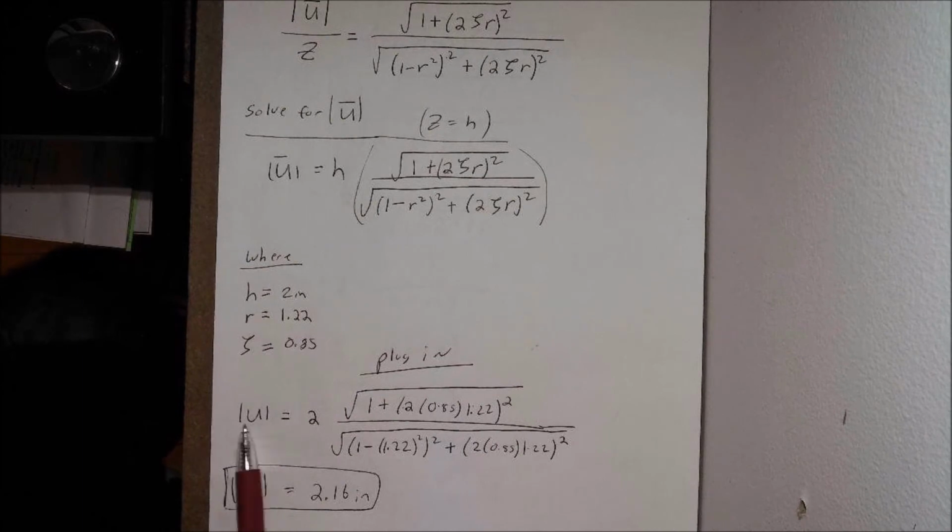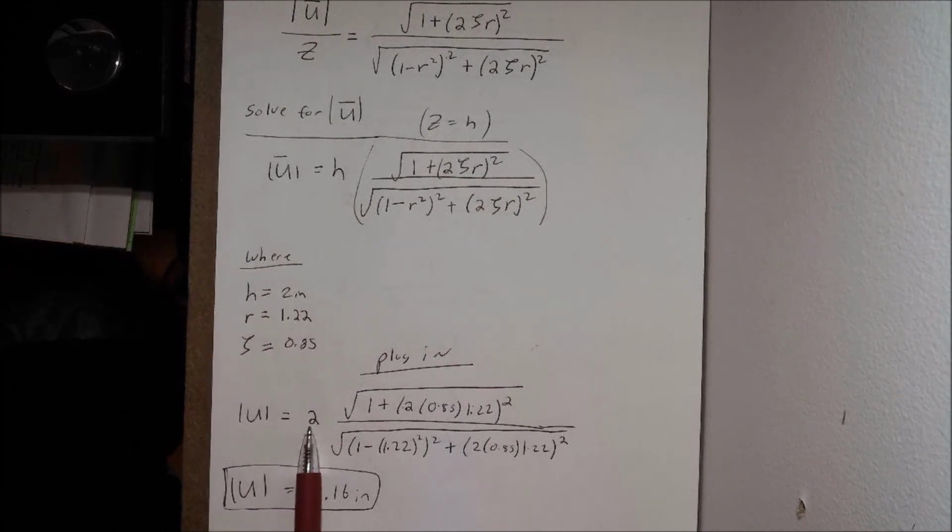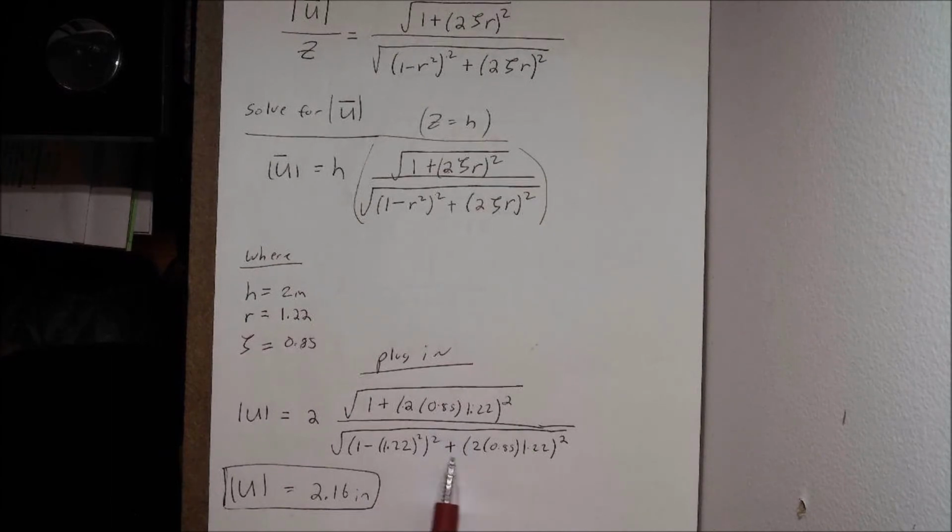So now the magnitude of our u bar is equal to 2 for h, times the square root of 1 plus (2 times 0.85 times 1.22) squared, divided by the square root of (1 minus 1.22 squared) squared plus (2 times 0.85 times 1.22) squared. We do out the math, plug and chug, and what we end up with for our amplitude is a u magnitude equal to 2.16 inches.